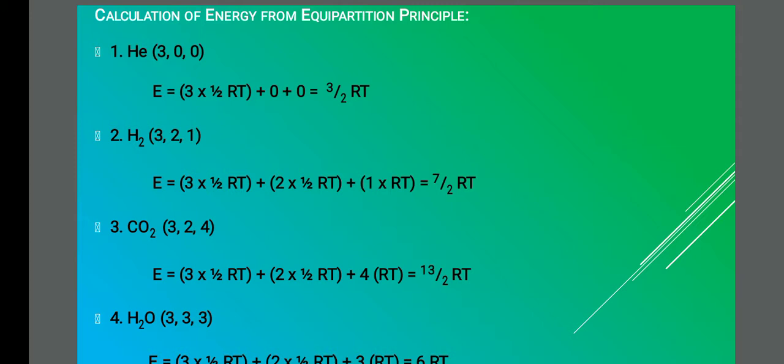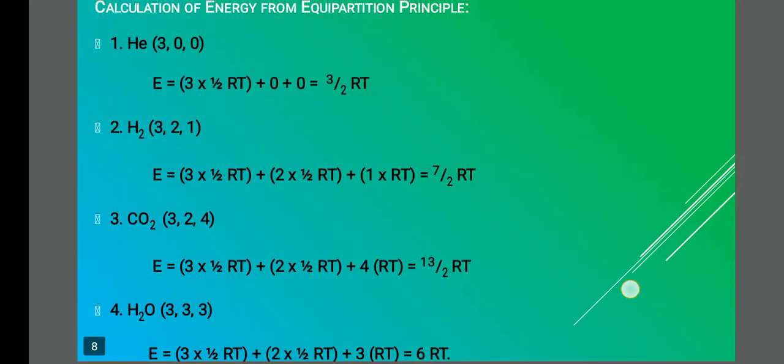So the final answer will be equal to 7 by 2 RT. And the third problem is for carbon dioxide. The value is 324. So the energy will be 3 into half RT plus 2 into half RT plus 4 into RT, and the answer is 13 by 2 RT.